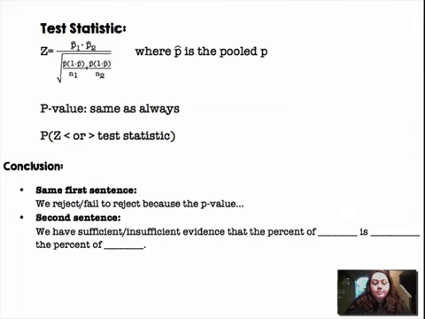And then our conclusion, we have 2 sentences. So it's the same first sentence. We reject or fail to reject the null hypothesis because our p-value is greater or less than our alpha, same as what we've been saying for a 1 proportion. Our second sentence is we have sufficient or insufficient evidence that the percent of blank is blank the percent of blank. Okay, so we'll see a little bit more when we do a problem in context.